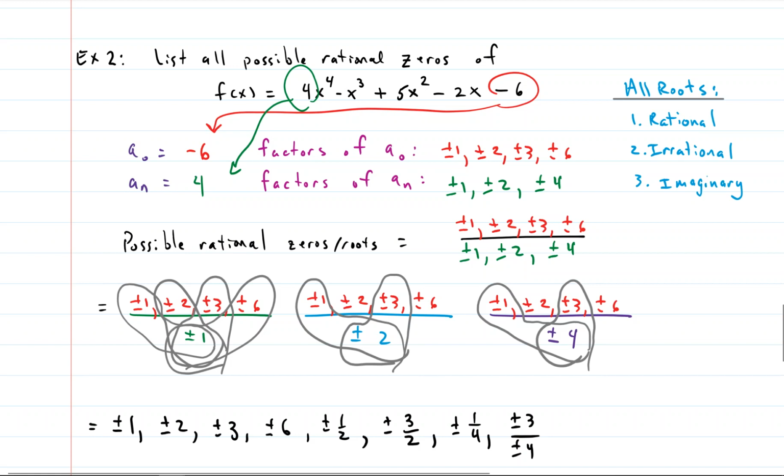It's kind of big, huh? 1, 2, 3, 4, 5, 6, 7, 8. So 16. We have 16 options. Let me fix this. I shouldn't have plus or minus 3 over plus or minus 4. I should just have plus or minus 3/4. That's what I meant to write.